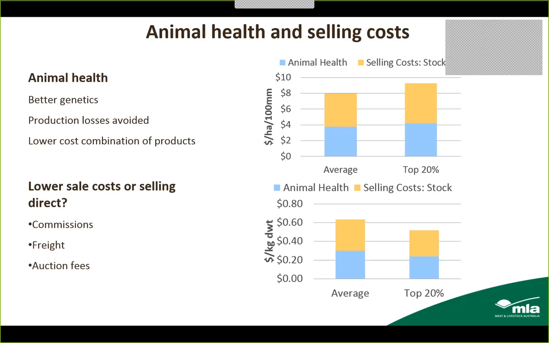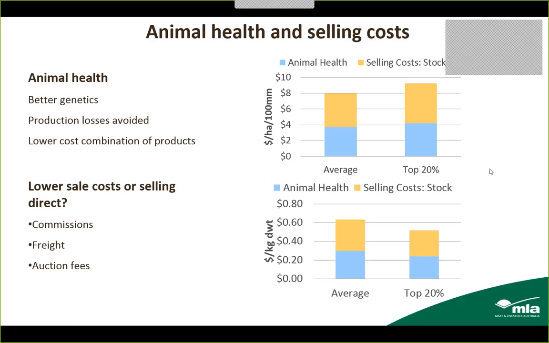Because gross cost per hectare might be higher in the top graph, but when it's expressed per kilogram of meat produced, it may actually be lower. And I want you to think, and I'll talk through why that may be.